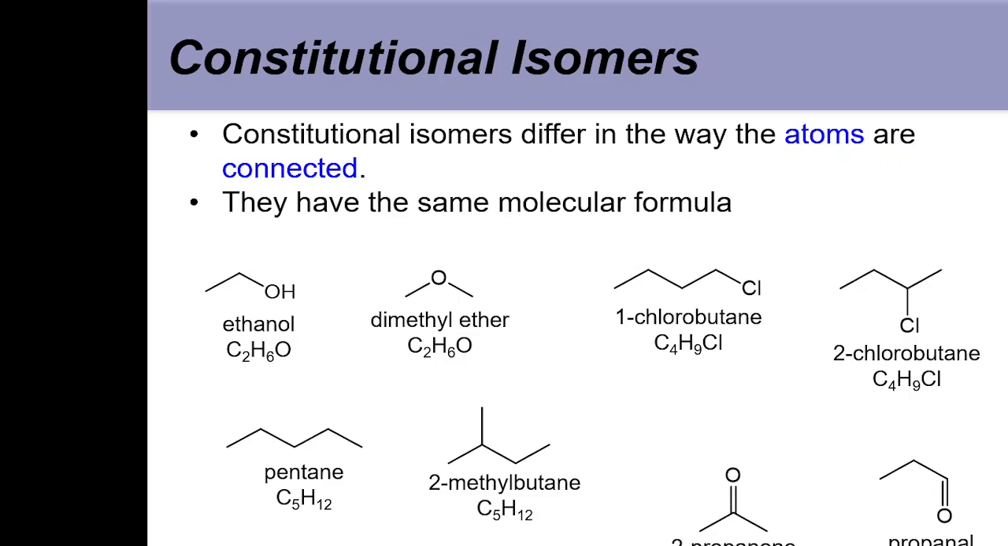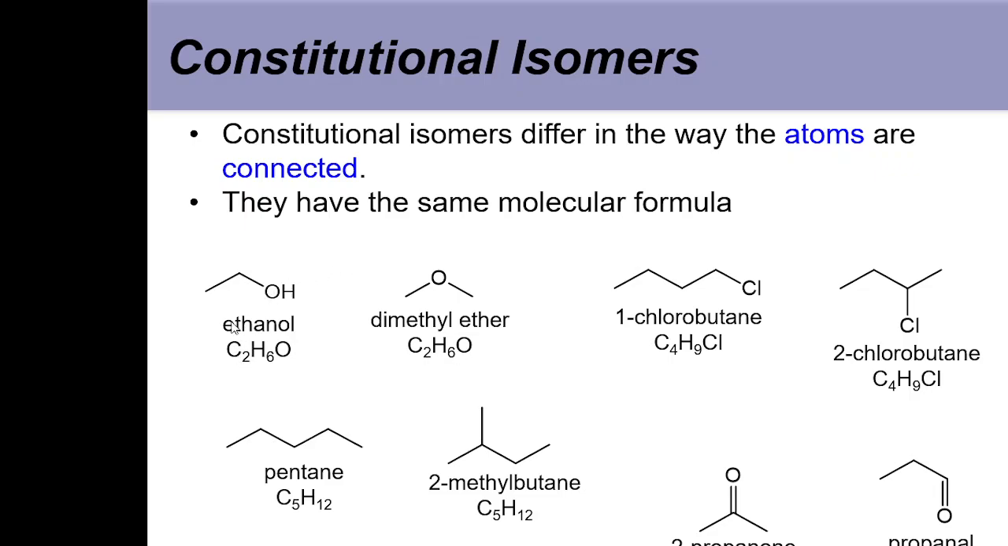In this video, we're going to talk about constitutional isomers. When you have a chemical formula, constitutional isomers are basically different isomers in which the atoms are bonded differently. They have the same formula. For example, ethanol and dimethyl ether both have the same formula, C2H6O.